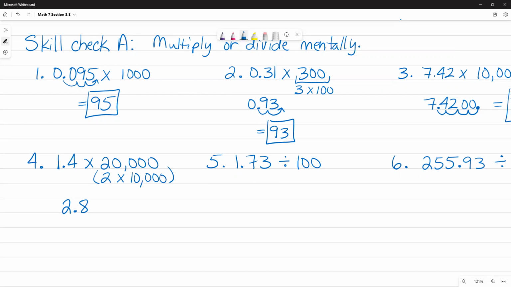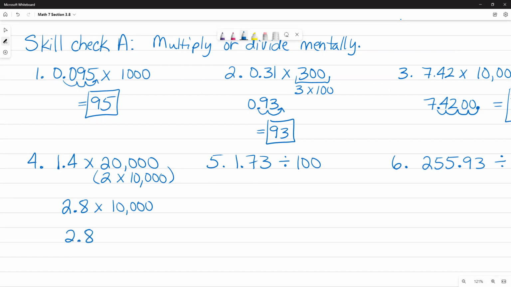All right, so this is 2.8 times 10,000, which means I'm going to move my decimal how many times? No, I'm sorry. Wait, is this multiplication? It is. Sorry, I said it wrong the first time. This one is multiplication. So the number is going to get bigger. So that means our decimal moves right.